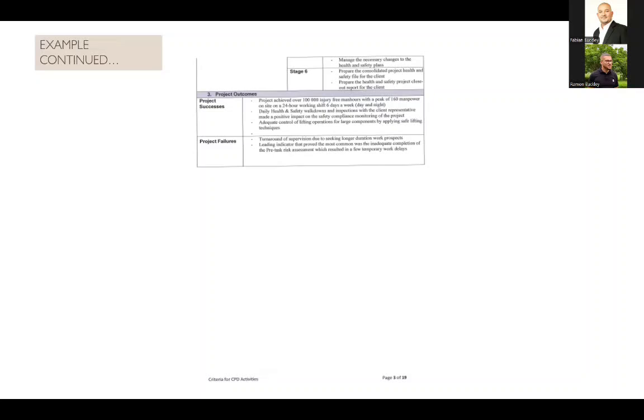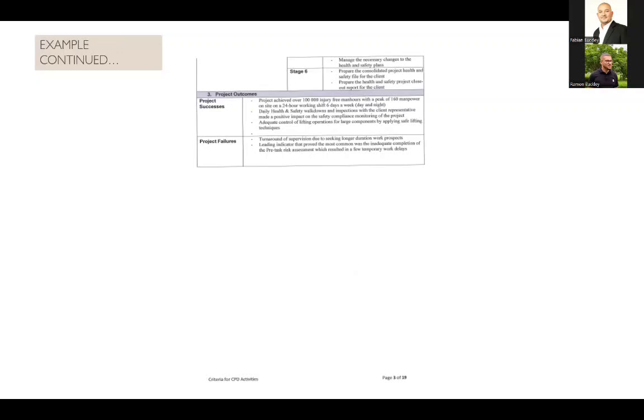And then on that project profile, you will indicate on section 3 the project successes, and then your project failures. So you need to highlight exactly what your project successes were. For example, project achieved over 100,000 injury-free man-hours at a peak of 160 manpower on site on a 24-hour working shift, 6 days a week, day and night. Daily health and safety walkdowns and inspections with the client representative made a positive impact on the safety compliance monitoring of the projects, and adequate controls of lifting operations for large components by applying safe lifting techniques.